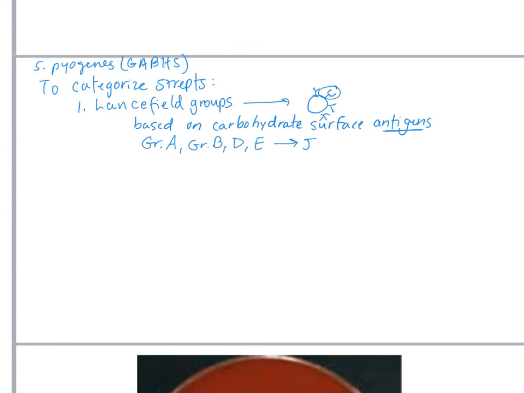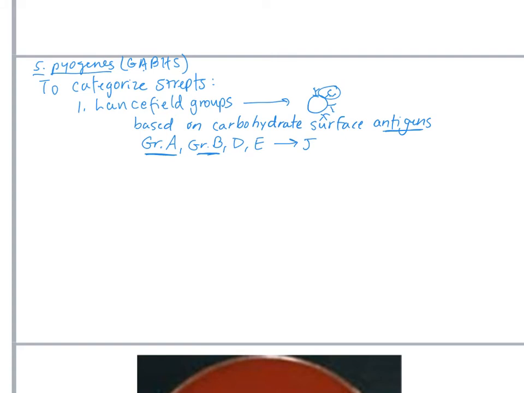For instance, our Strep pyogenes here, this GAB, that stands for group A. So Strep pyogenes is in group A. Some of the groups only have one organism. I think group B is only Strep agalactiae. Some of the groups have 3, 4, 5, 6, 7 different species in them.